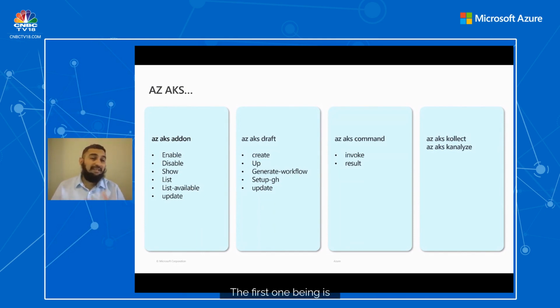The first one being az aks addon. You can pretty much use it to disable and enable add-ons, and I'll cover the add-ons that are available to you subsequently. You also have something called draft, and this is in preview, but essentially you can tie up your source code, and by using draft, we can help you create the containers and then create the deployments for Kubernetes automatically.